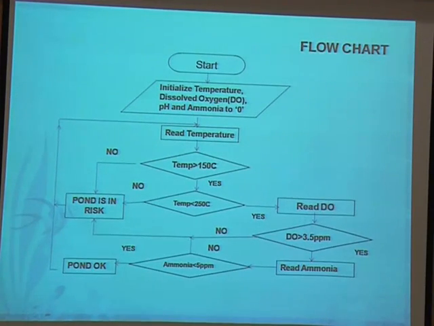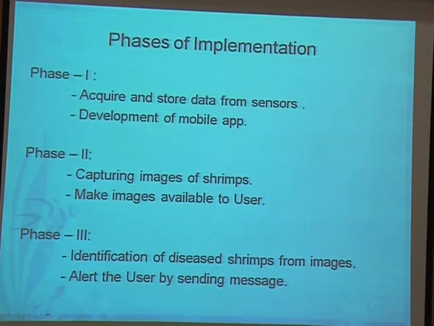And if any one of the parameters is not within the optimal range, then we can say the pond is at risk. So immediately we can go for it. We will see one by one.